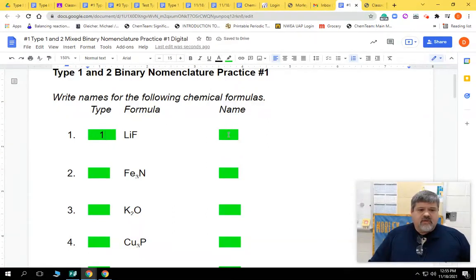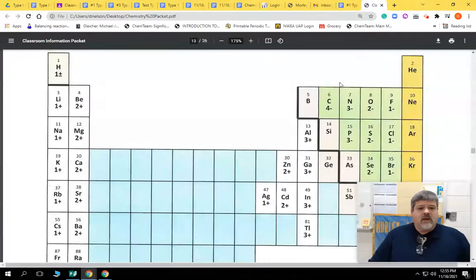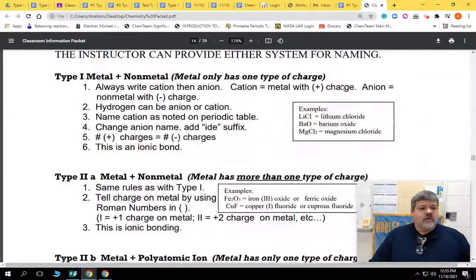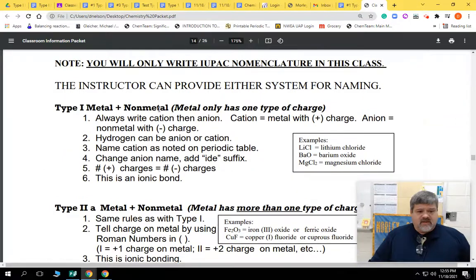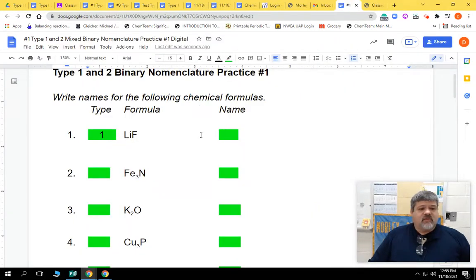If you remember how to name type 1, when we see the formula, we just go ahead and name it. Name the cation and then the anion, and that's all that we do. Li stands for lithium, and then F is fluorine. Remember, we change the ending of fluorine to fluoride. And there we have type 1.